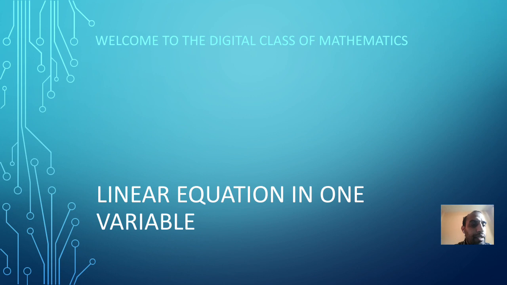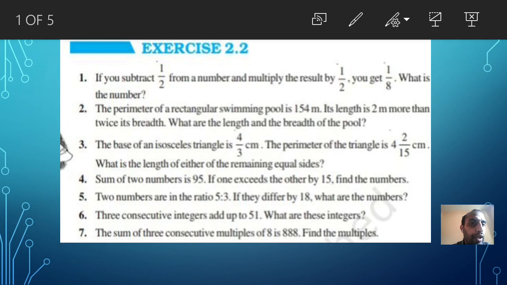In last class we studied exercise 2.1, chapter number 2. In that we studied two types of method: one is the transposing method, one is the step-by-step method. So similarly today we are going to start exercise 2.2.